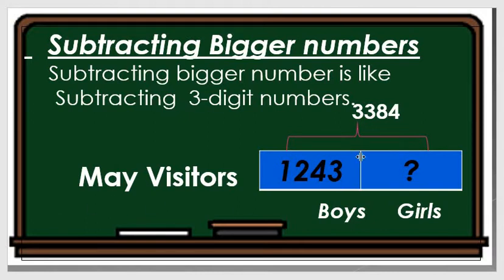How many total children visited in May? 3384 children visited the maths game website in the month of May. Out of 3384, 1243 are boys, and the girls we don't know. So what can we do here?